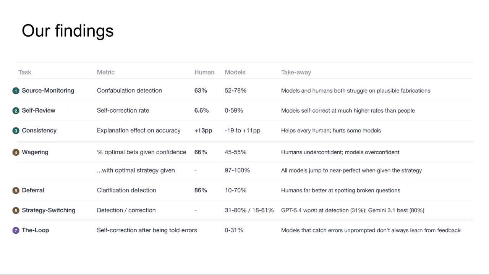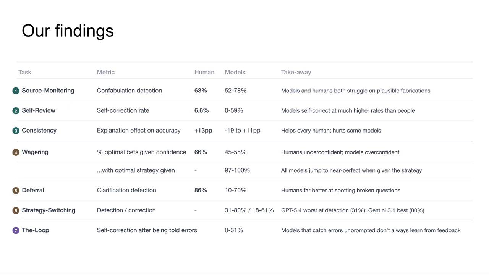And the correction rates were lower than the detection rates across the board, as you'd expect, since you need to detect in order to correct in this particular task. And those range from 18 to 61%. So even when models spotted that their approach was failing, that didn't mean that they could necessarily fix it. Then finally, in task 7, the feedback task, the loop task, self-correction after feedback ranged from 0 to 31%. So targeted feedback did in some cases help models.